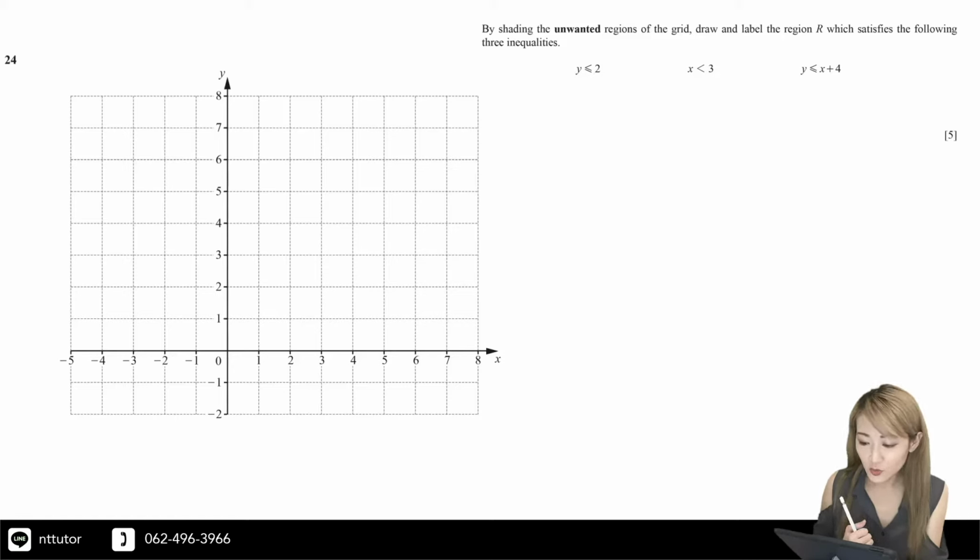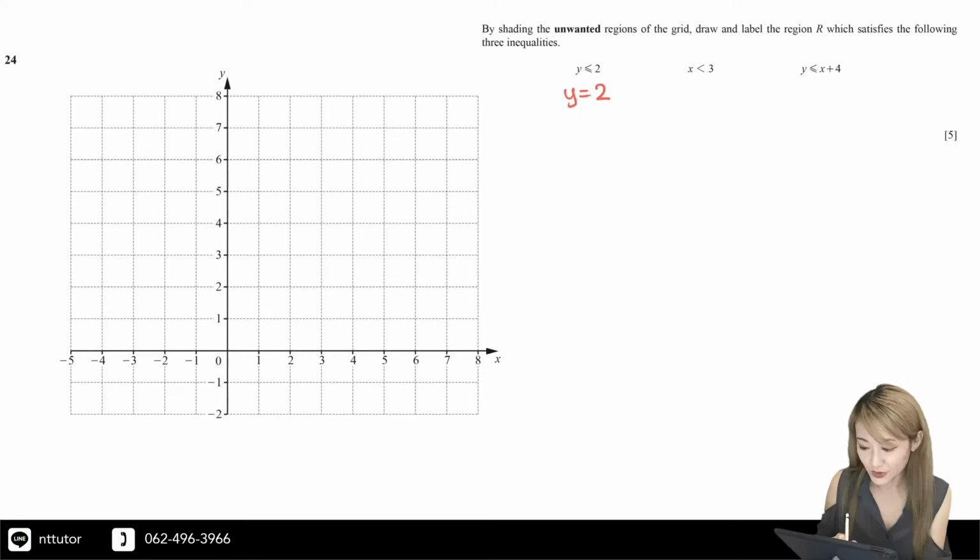By shading the unwanted regions of the grid, draw and label the region R which satisfies the following three inequalities. y is less than or equal to 2, x is less than 3, and y is less than or equal to x plus 4. So when we draw these, the first step is to change the inequality sign to an equal sign and draw the line corresponding to that.